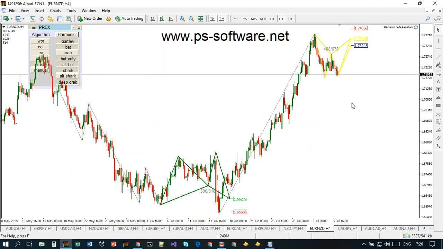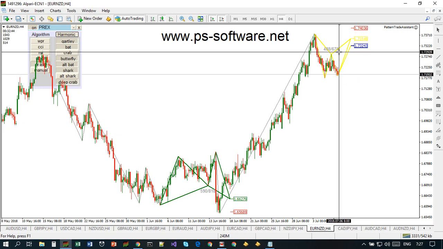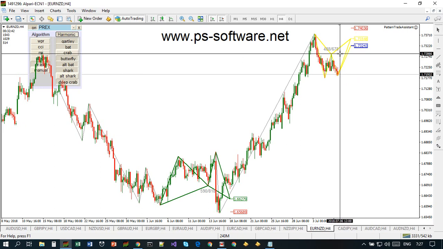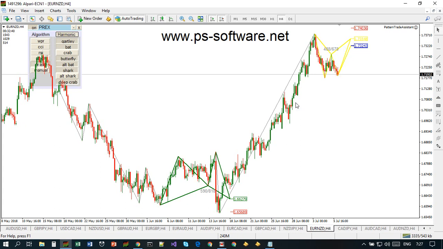Euro New Zealand, a potential bat pattern. Okay, also very far from completion. All these patterns, you can suppose the pattern to complete when the B point is broken, and if the pattern is an extension pattern, I mean a crab or a butterfly, then you will need to wait until the X point is broken.